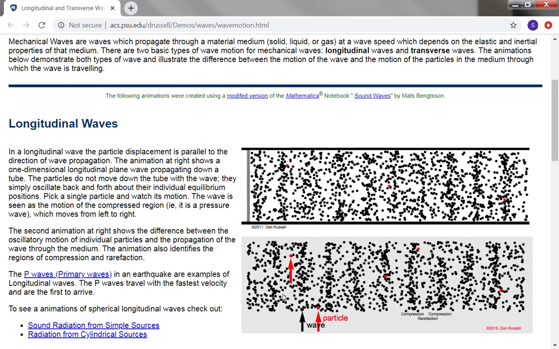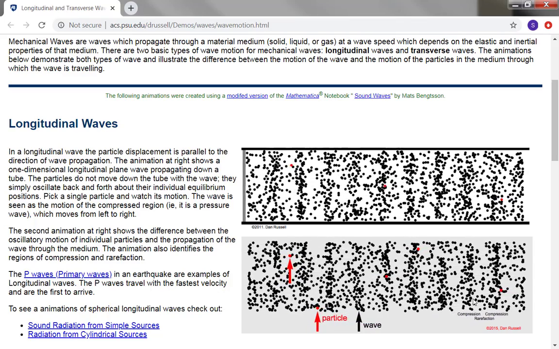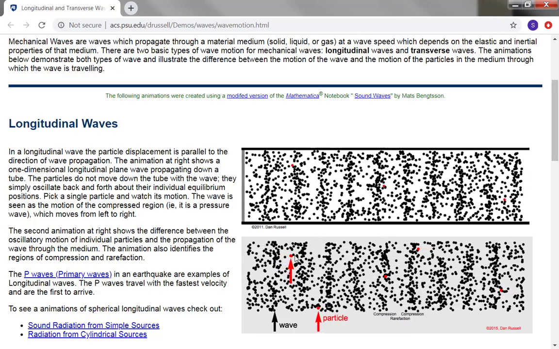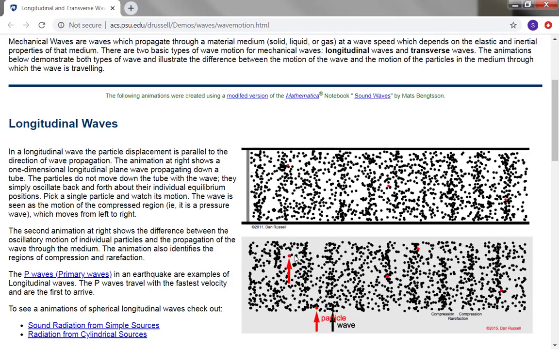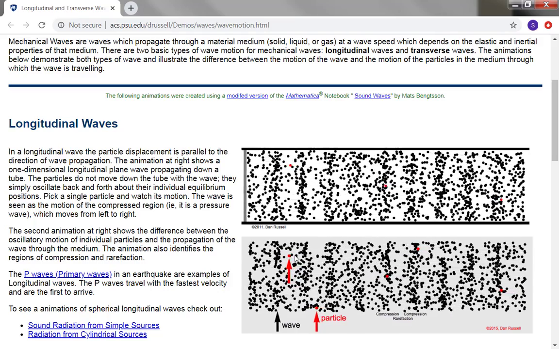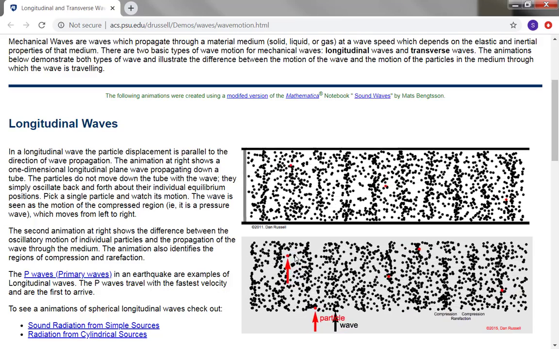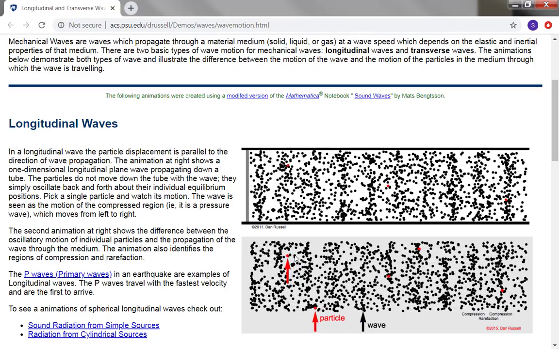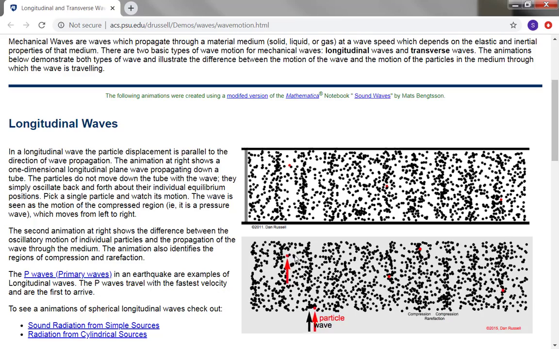And one important thing to notice is as the wave moves through the medium, the particles themselves don't move. They oscillate, but they don't propagate. So the wave propagates through the medium, but the medium itself does not move. Okay. For a longitudinal wave, the direction of propagation and the direction of oscillation are parallel or antiparallel. So in this case, we're propagating to the right and we're oscillating to the left and to the right.